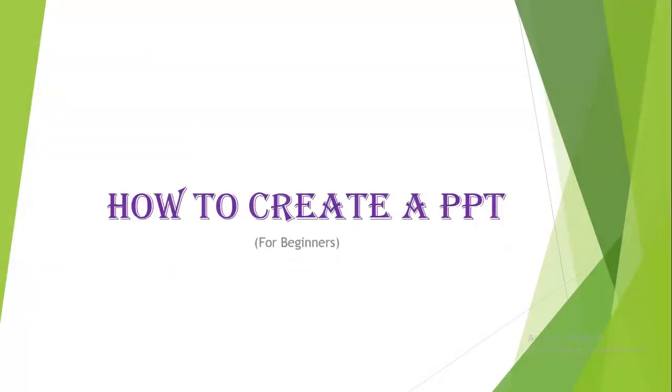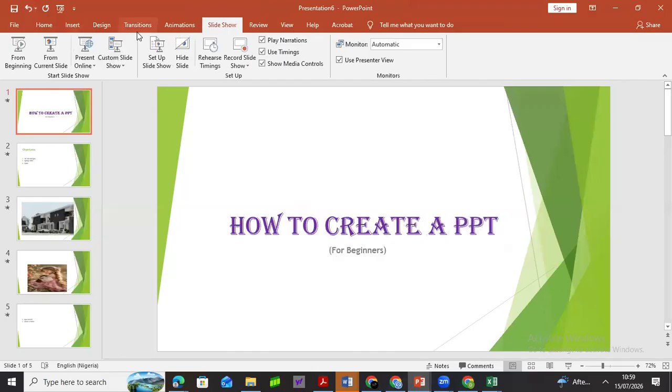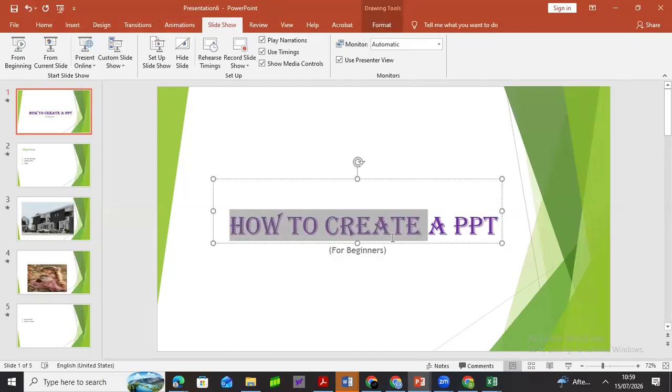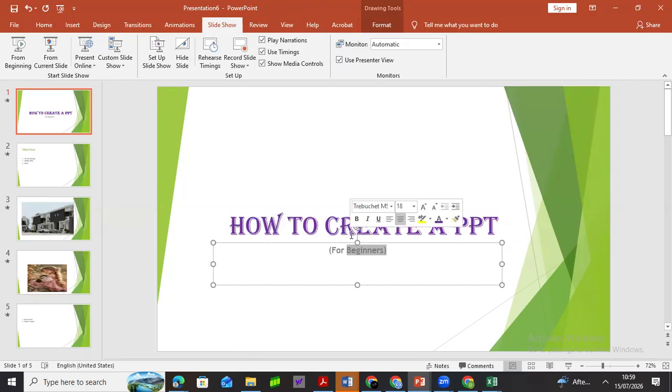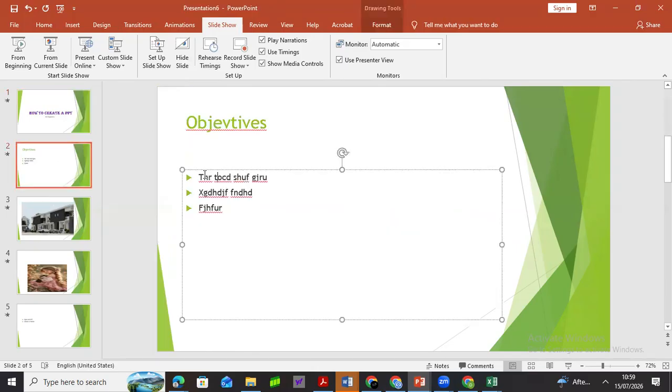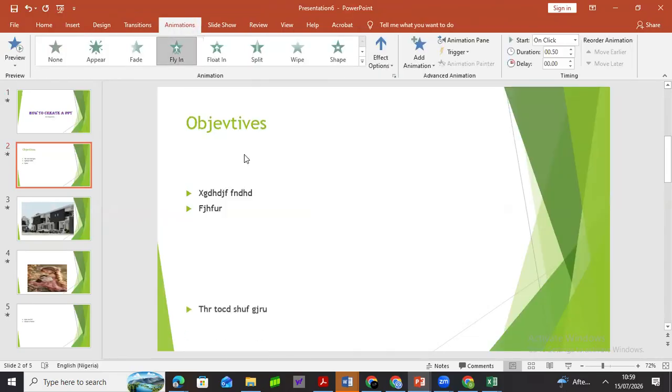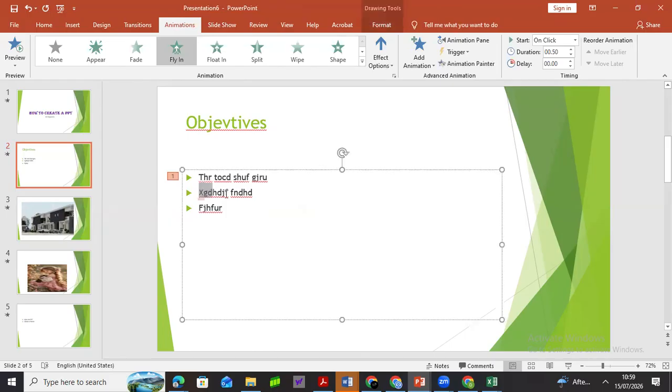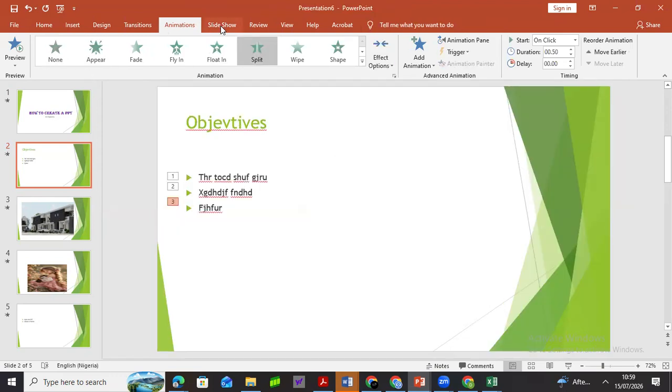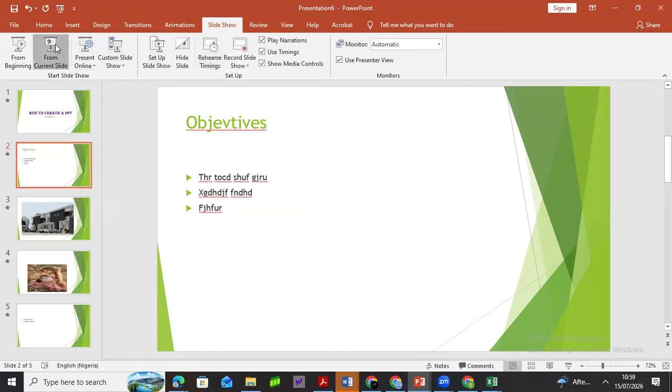The only thing with this is, you always have to click on next before it appears. So it depends on what you are doing. If, for example, I'm talking about the objectives and I don't want all the objectives to just come out at the same time, I'm going to put all my points one after the other, with different animations. So I put fly in for the first, split for the second, and split for the third. So let's go to slideshow and see how it works from current slide.